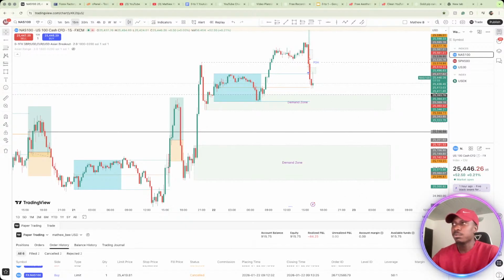If you're selling, keep holding. I think it's going to reach easily into the demand zone, or take your profit if you're already done.